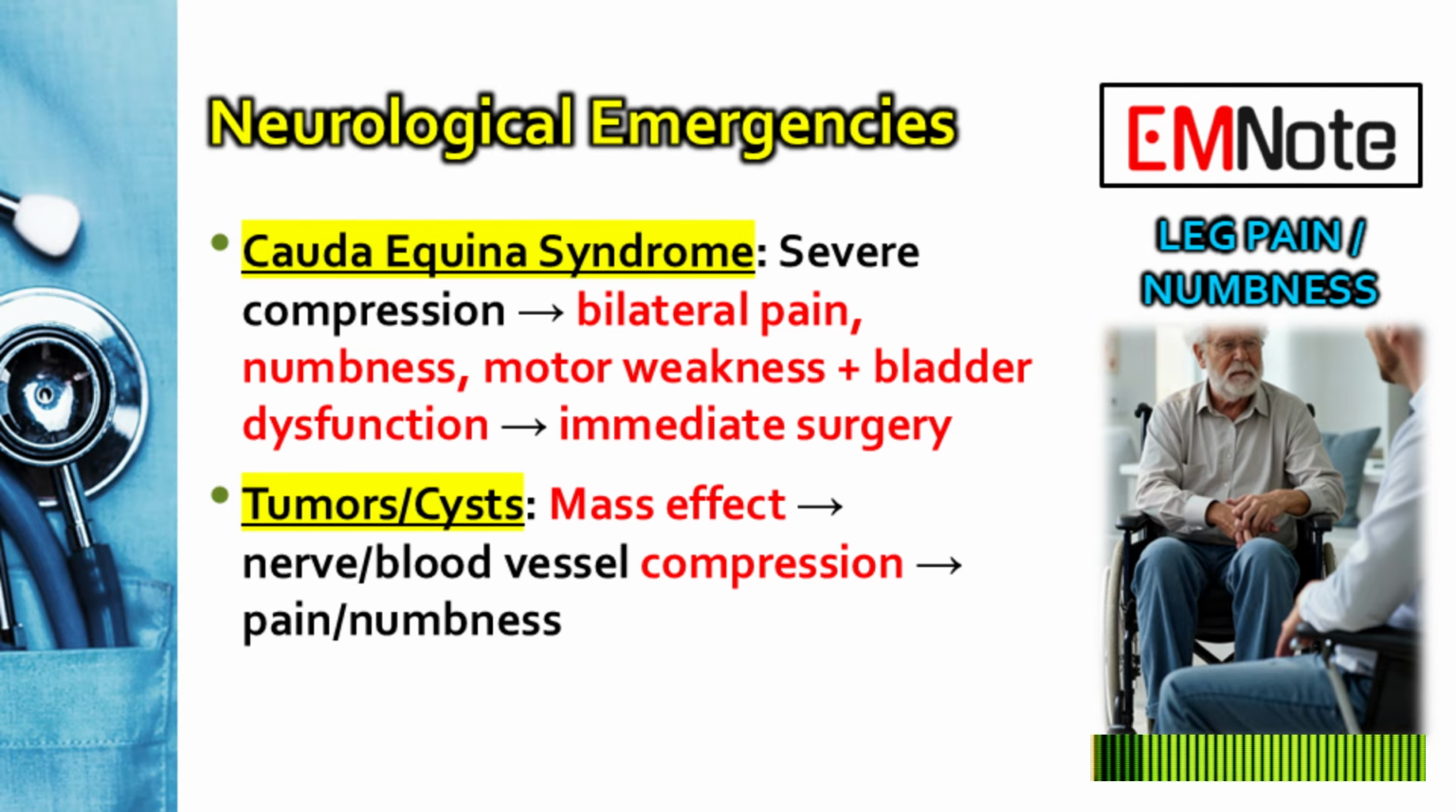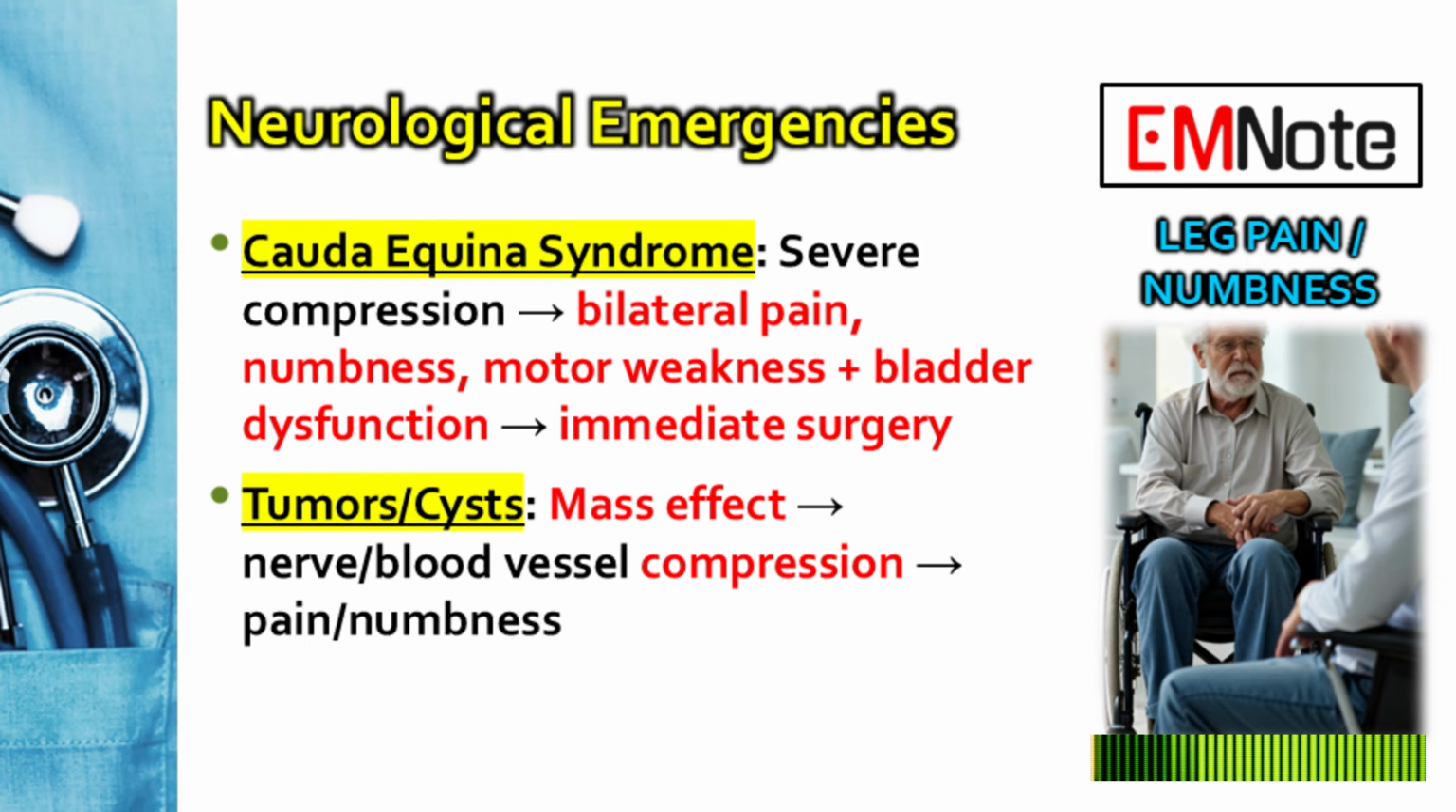Finally, we address the diagnoses that constitute neurological emergencies. The 7th cause is the highly critical cauda equina syndrome. This diagnosis is marked by severe, often bilateral leg pain, numbness, and motor weakness due to significant compression of the nerve roots descending from the spinal cord. Recognition of saddle anesthesia and bladder dysfunction in this context necessitates immediate surgical consultation.